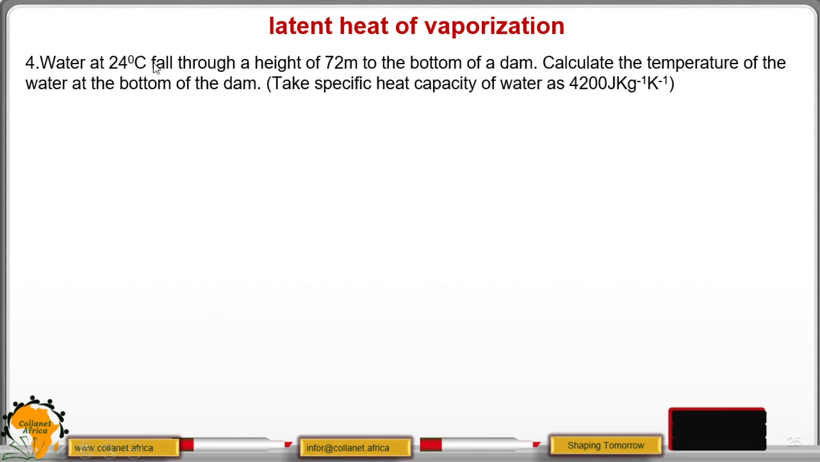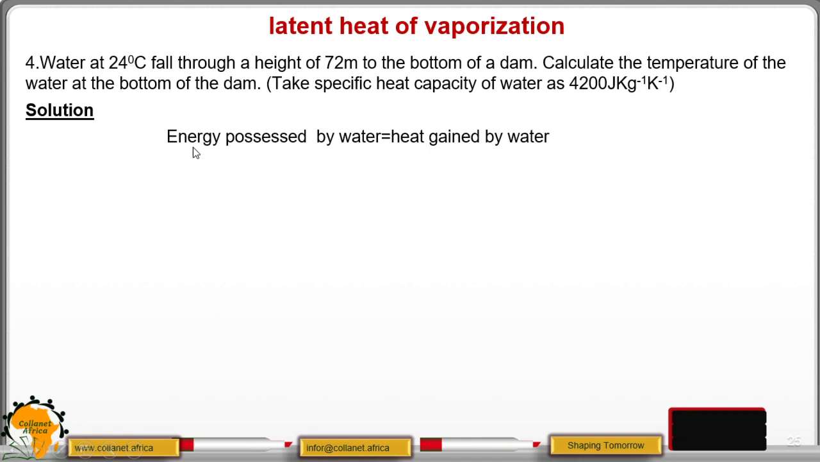Water at 24 degrees falls through a height of 72 meters to the bottom of the dam. Calculate the temperature of the water at the bottom of the dam. What you're supposed to note here is that the energy possessed by the water will be the energy gained by the water, because energy can neither be created nor lost, but is converted from one form to the other. So the energy possessed by the water at this height is the potential energy, and it is given by mgh.